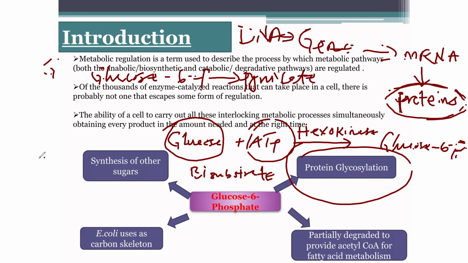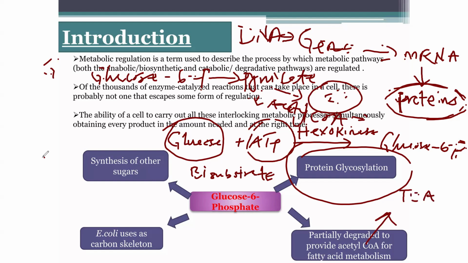Pyruvate is produced, and it will now be transported into the mitochondria. In the mitochondria, using the pyruvate dehydrogenase complex, it will be broken down into acetyl-CoA. This acetyl-CoA generated can be used in the TCA cycle, that is the tricarboxylic acid cycle, or we call it the citric acid cycle. And at the same time, it can undergo lipolysis.